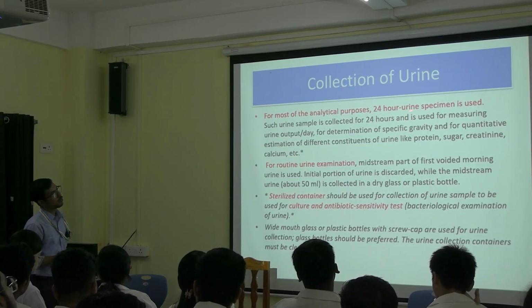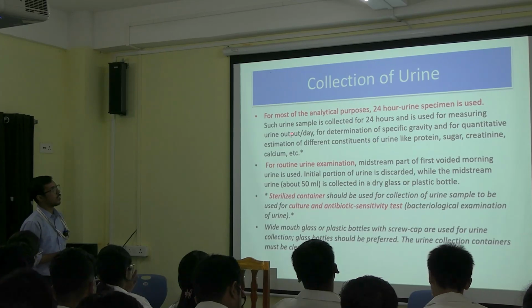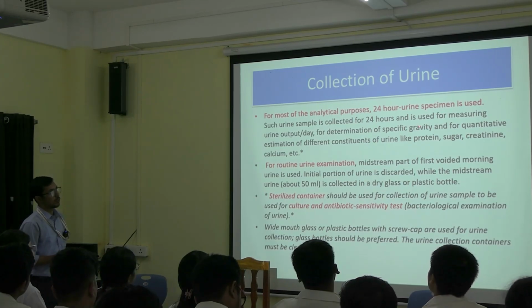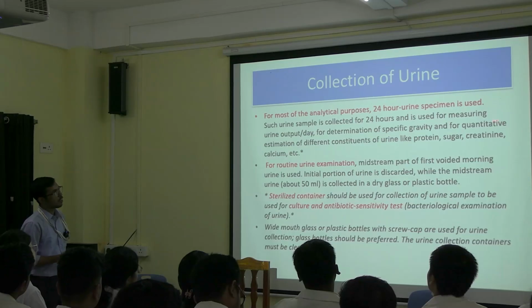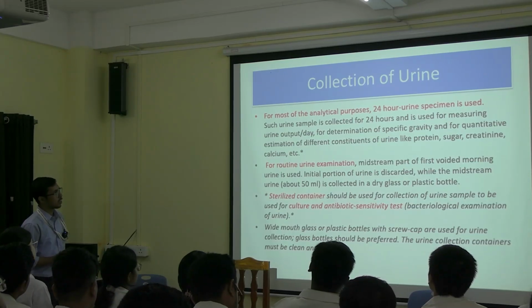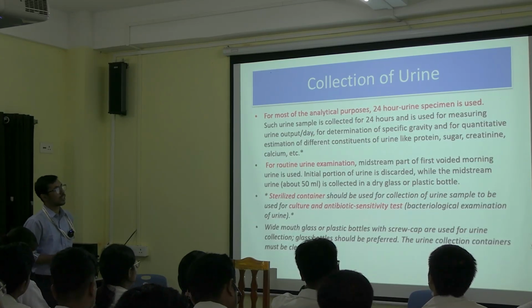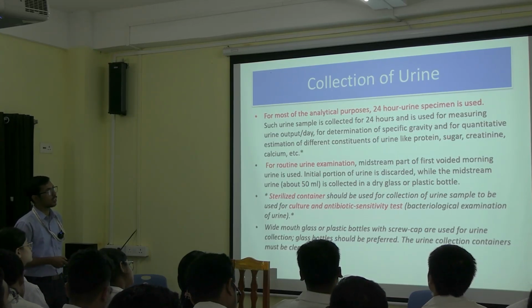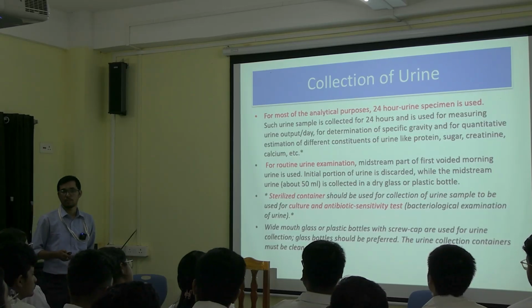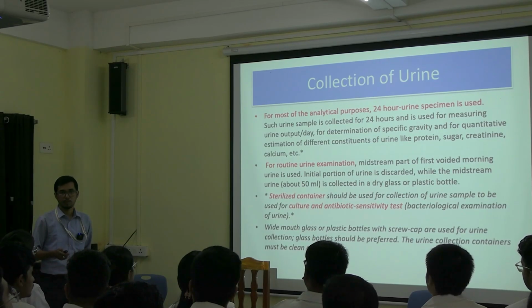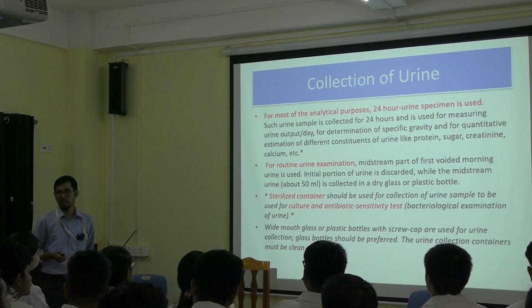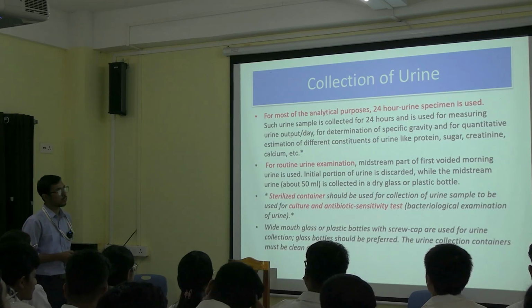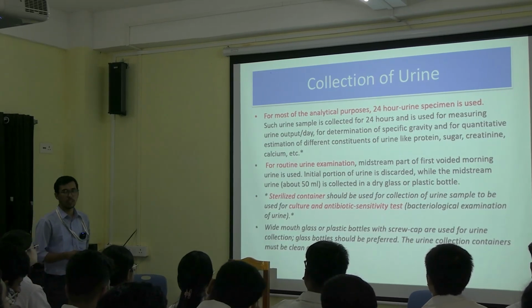Such a sample is collected for 24 hours for measuring total urine output for the day. This is used for determining the specific gravity of urine and for quantitative tests, estimation of different constituents of urine, like protein, sugar, creatinine and calcium. Can you give an example of any major protein in our body? Albumin, you have heard of albumin? For albumin estimation, the 24-hour urine is used.